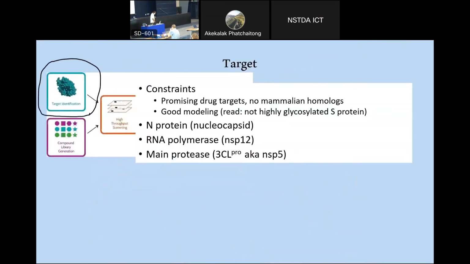So, again, this is a case of SARS-CoV-2. We targeted 3 of the proteins: nucleocapsid, NSP12, and 3CL Pro, but for you, it will be a different protein.